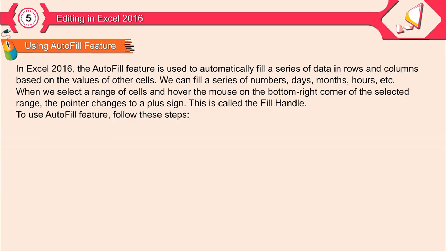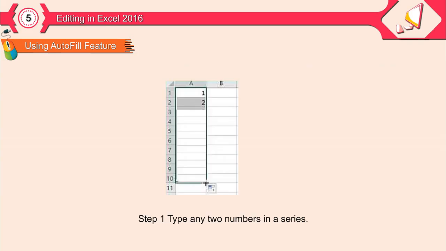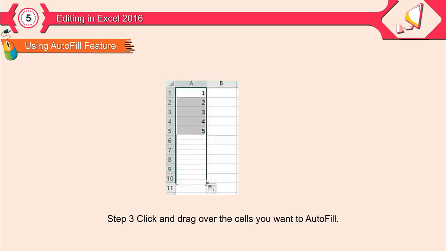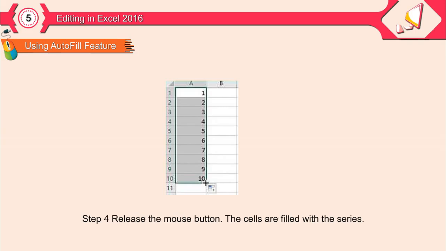To use Autofill feature, follow these steps. Step 1. Type any 2 numbers in a series. Step 2. Select the cells. Hover the mouse pointer over the bottom right corner of the selection. Step 3. Click and drag over the cells you want to autofill. Step 4. Release the mouse button. The cells are filled with the series.